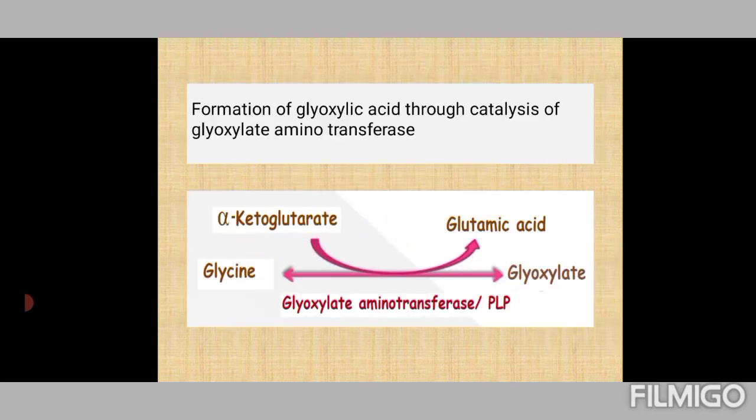And this one, as I said earlier, glycine and glyoxylate interconversion is a transamination reaction involving glyoxylate aminotransferase, which utilizes pyridoxal phosphate as the coenzyme. So glyoxylate and alpha ketoglutarate are the alpha keto acids involved, glutamic acid and glycine are the amino acids involved, just as in the case of a classical transamination reaction.